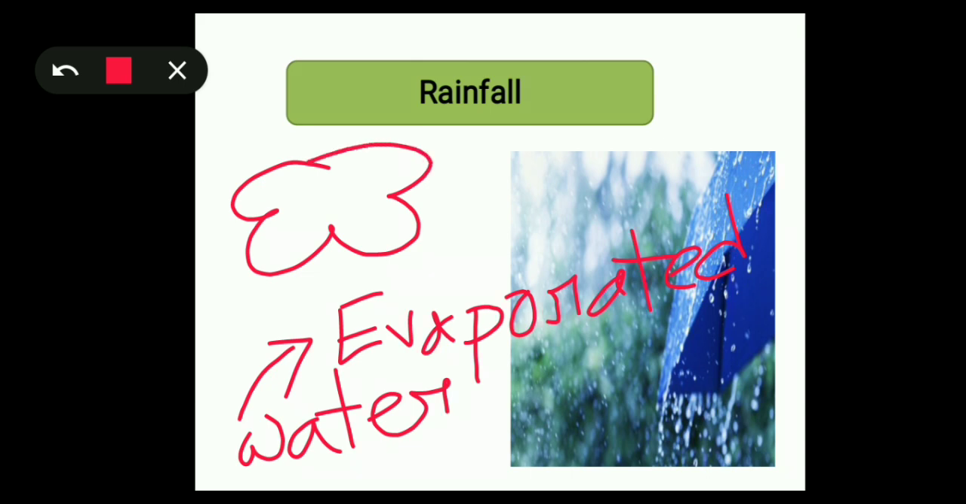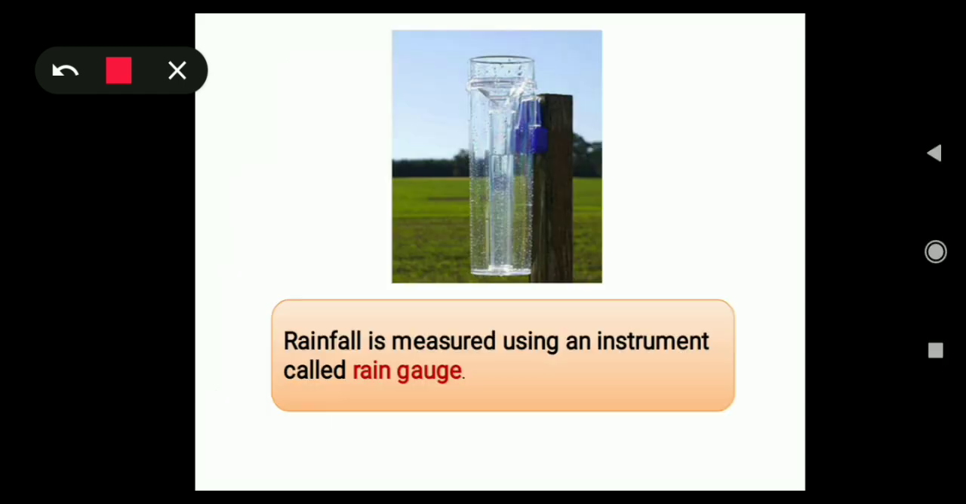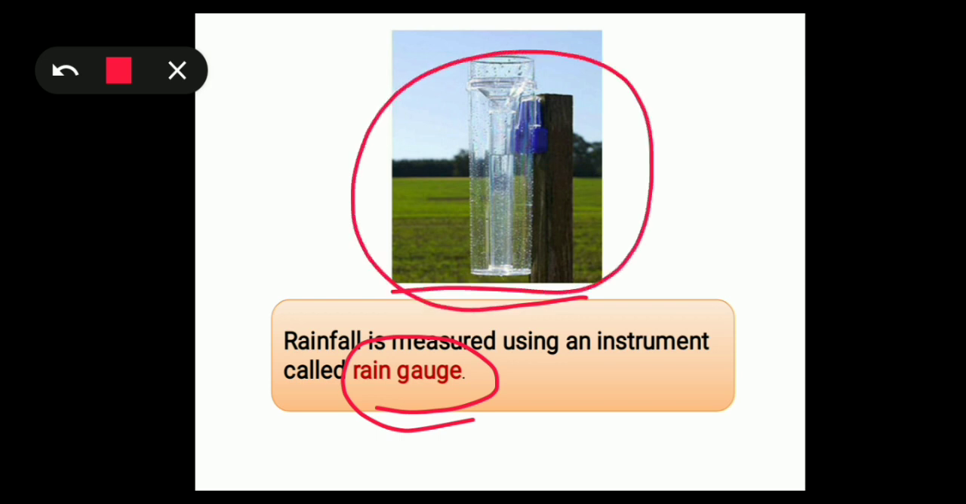And this formation of cloud is known as condensation. And then from the cloud, the rain falls. So this is known as precipitation. Okay? And rainfall is measured using an instrument called rain gauge. This is how a rain gauge looks like.